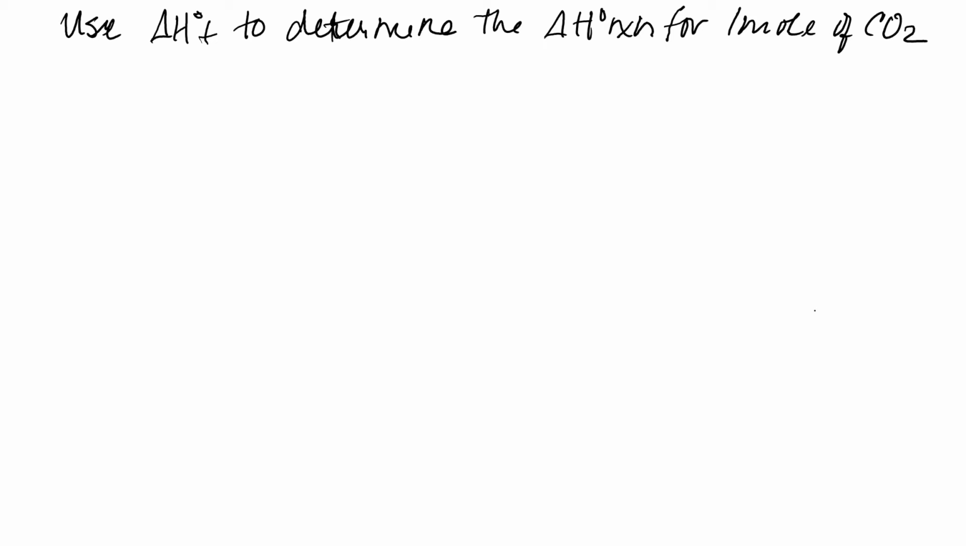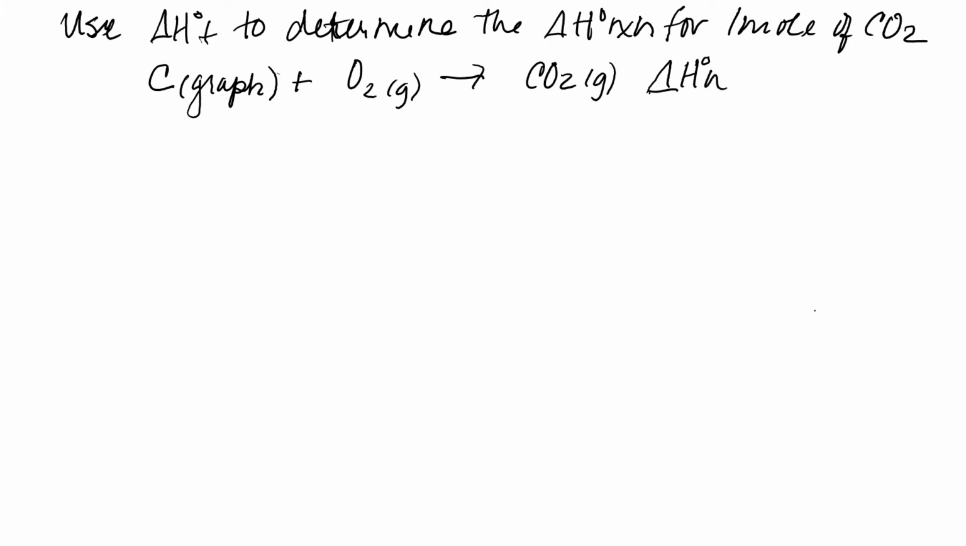And carbon in the form of graphite plus O2 gaseous gives us CO2 gaseous. And we can look up in a table that the standard heat of reaction is negative 393.5 kilojoules. But we're going to calculate it first using the direct method, which is the heats of formation.